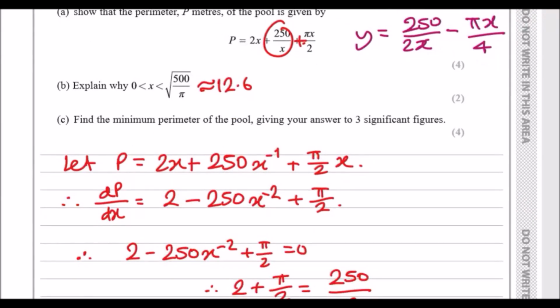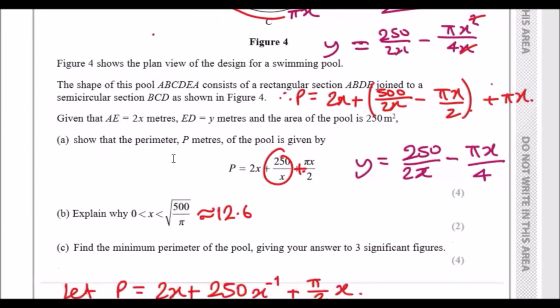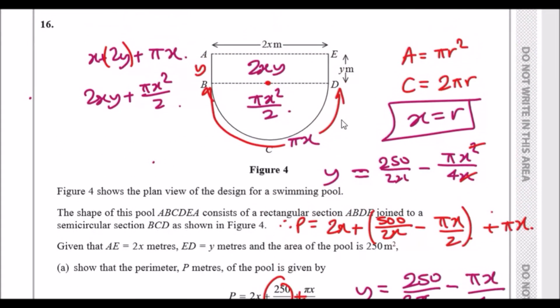Okay, part B now. Explain why x is between 0 and square root of 500 over pi, which is about 12.6 by the way. So this is just understanding what x and y represent here, yeah? When we look back at the shape, we can see this is all to do with lengths, perimeters, and areas, yeah? X here represents a width length and y represents some sort of height or a base length.